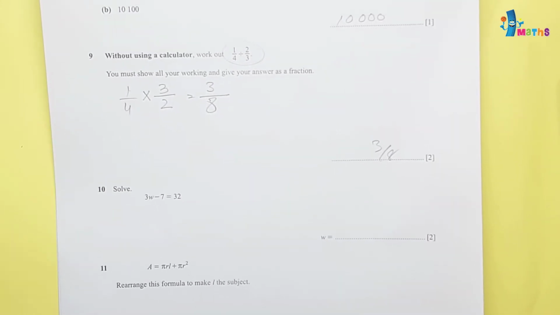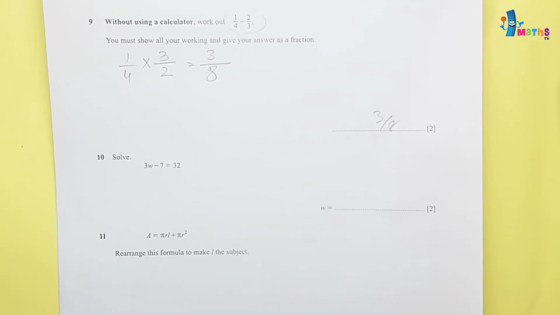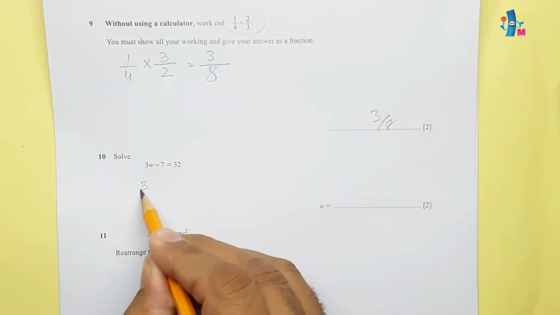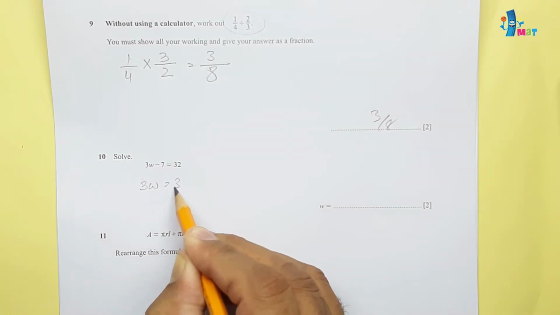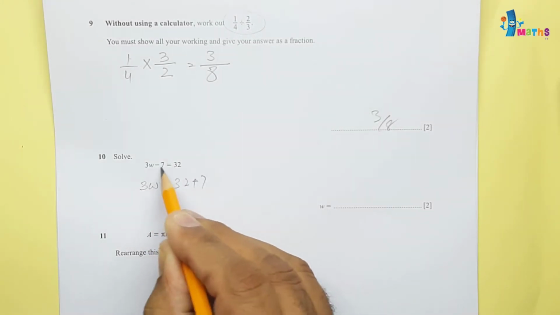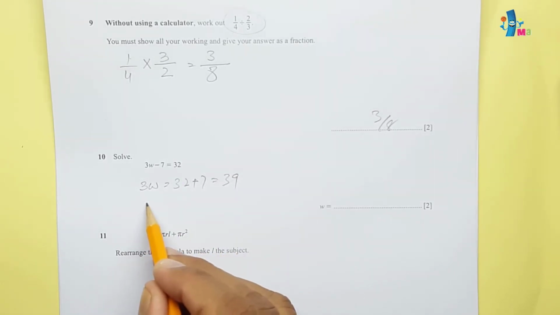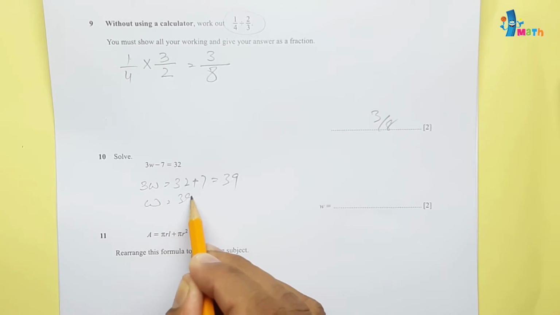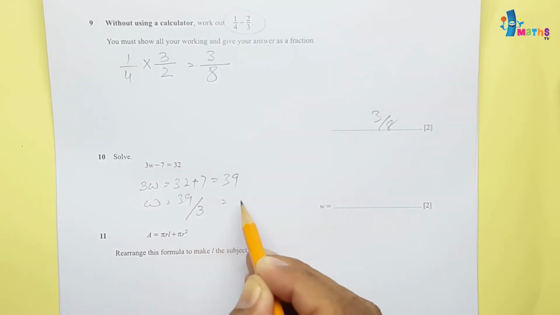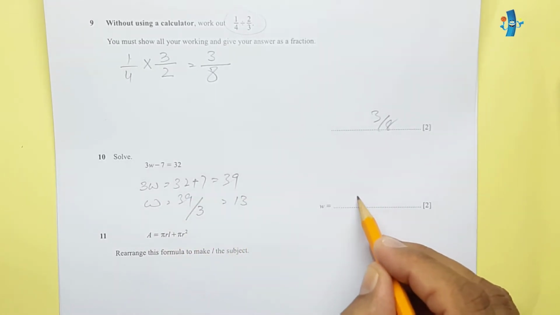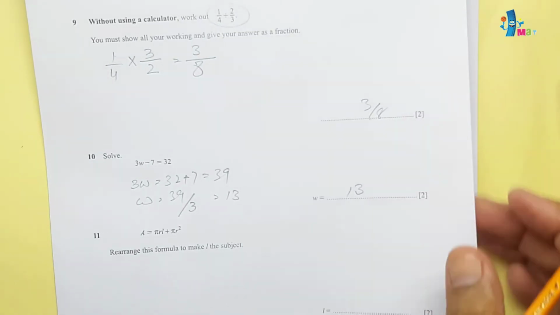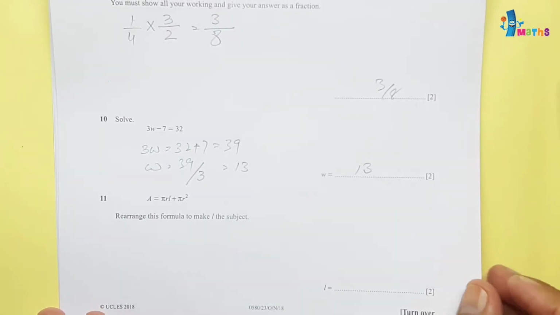Then solve this equation, we have to find the value of w. So 3w is equal to 32 plus 7, we have shifted minus 7 to this side, so this will be equal to 39. So w will be equal to 39 divided by 3, which is equal to 13. So this will be 13. Then next question number 11.